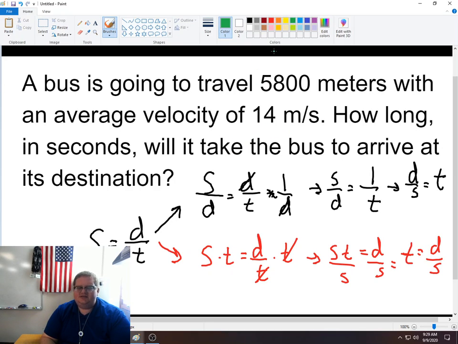So then our actual answer, right? Time is distance, 5,800 meters, divided by 14 meters per second. Now, something interesting happens here, right? Here. I'm going to erase part of this.